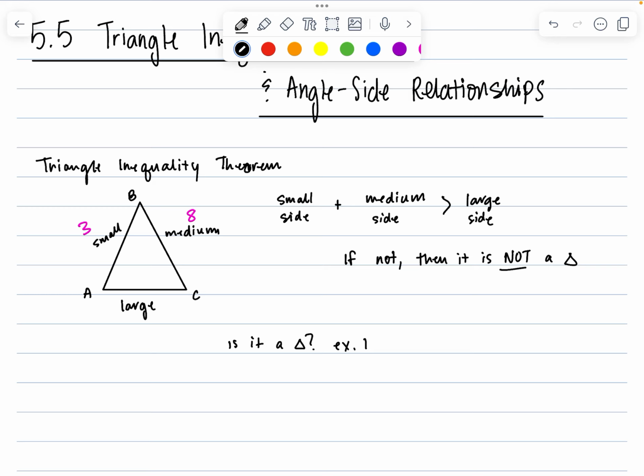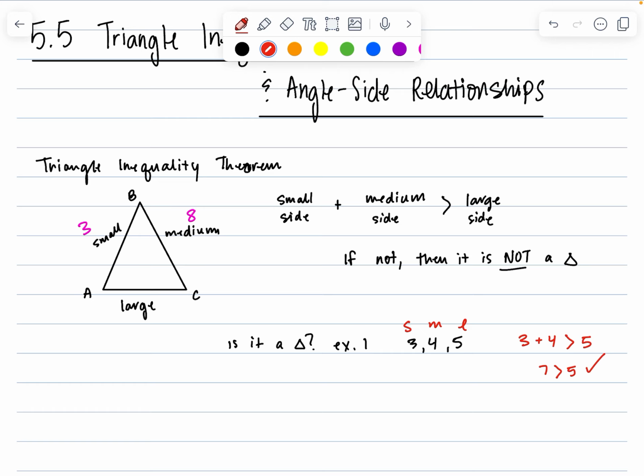Example 1, let's say 3, 4, and 5. These are the sides. This is the small side, this is the medium side, this is the large side. Well, we could check: small plus the medium, is it bigger than the large? Well, 3 plus 4 is 7. 7 is, in fact, bigger than 5. That checks off, so this is a triangle.